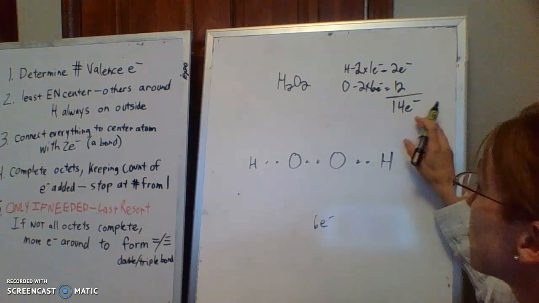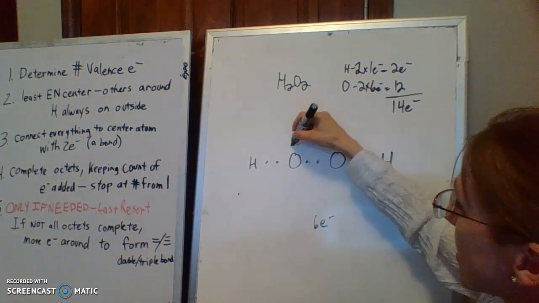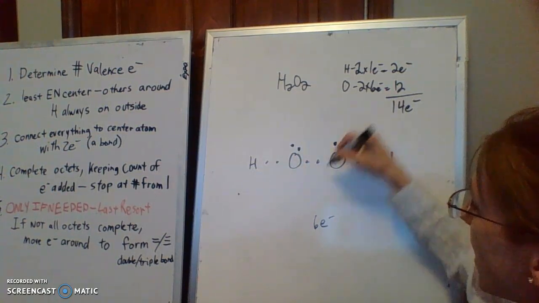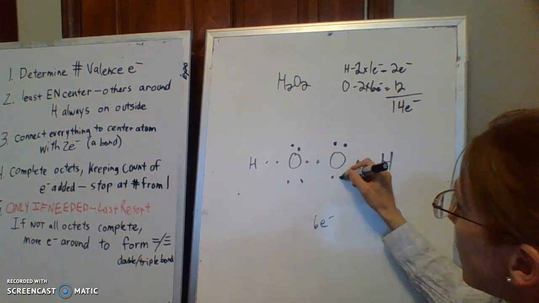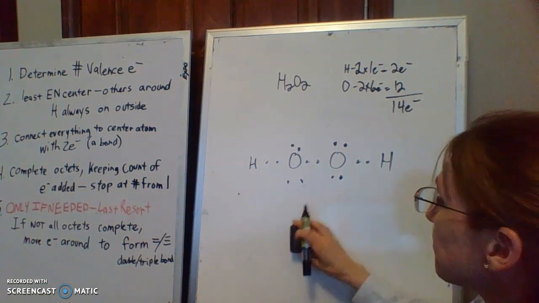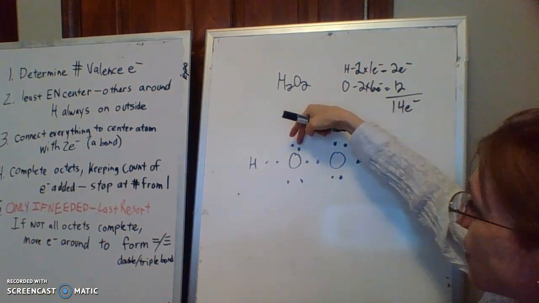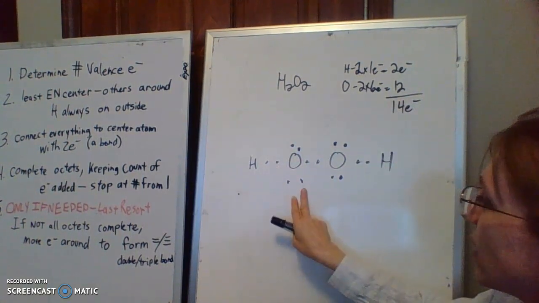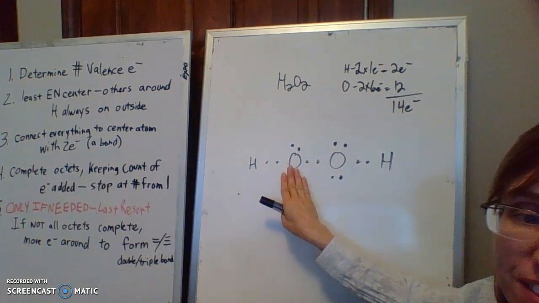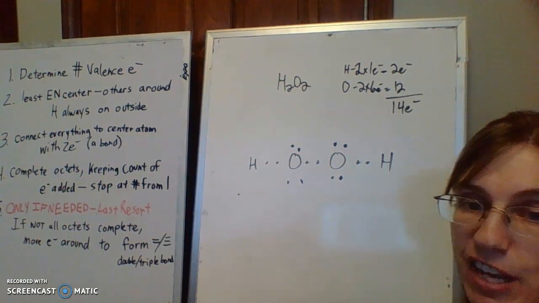Let's finish this guy up. We can go up to 14. The H's are happy just by connecting them. So 6, 7, 8, 9, 10, 11, 12, 13, 14. Oh, we've reached our max. And that's as far as we can go. Let's see. The H's we said were happy just by connecting them up. Let's look at the oxygens. 2, 4, 6, 8. That oxygen is happy. 2, 4, 6, 8. This oxygen is happy.